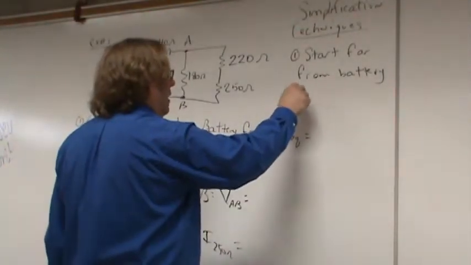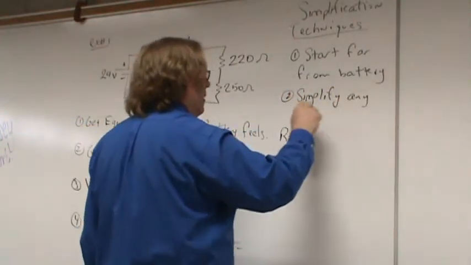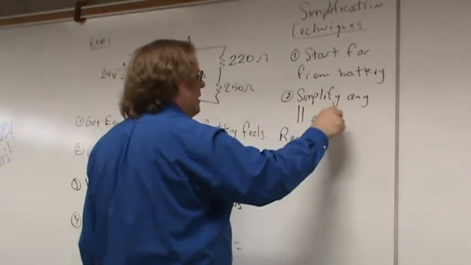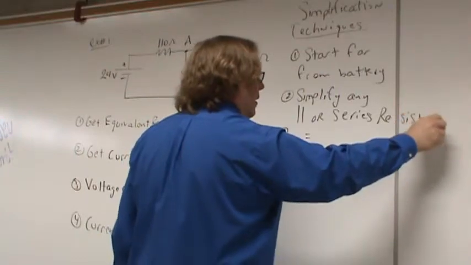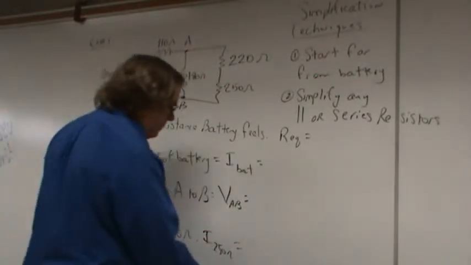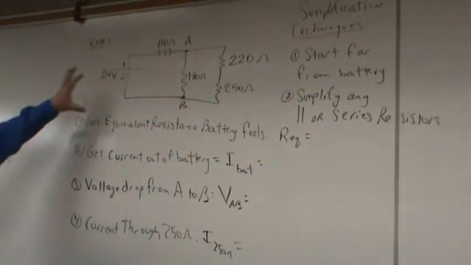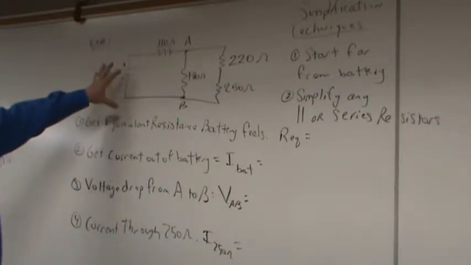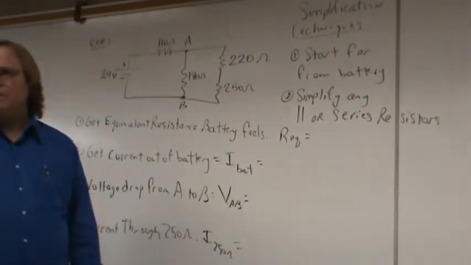And then number 2, you're going to simplify any parallel or series resistors using the parallel or series resistance formulas. So, for example, we're going to start as far from the battery as we can, which means we're going to start over here. Look at the 220 and the 250.